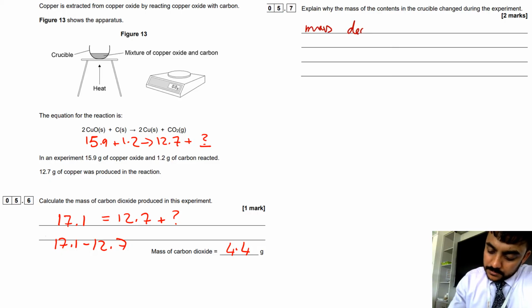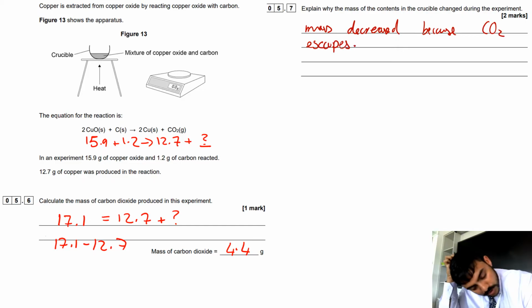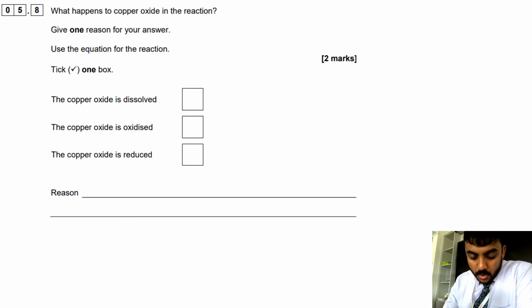Mass decreased because CO2 escapes. And of course, if they ask you how would you stop that, you'd say have a lid, only open it periodically. What happens to the copper oxide in this reaction? Give one reason for your answer.